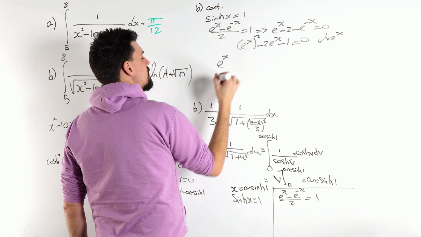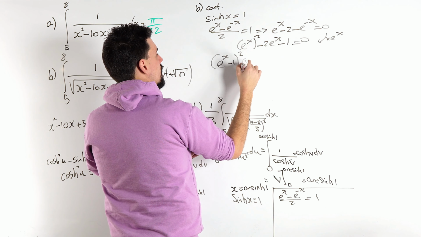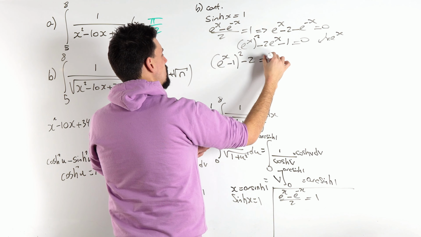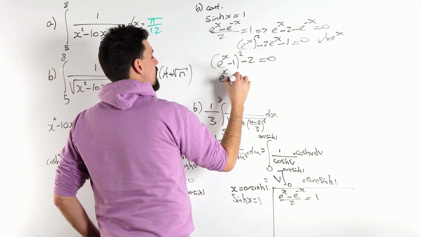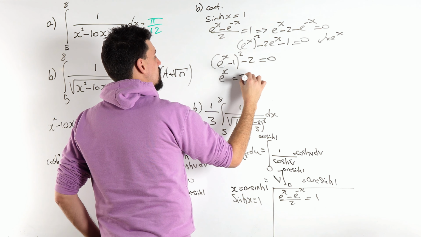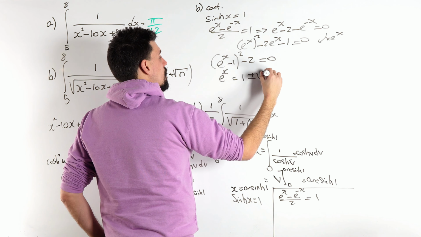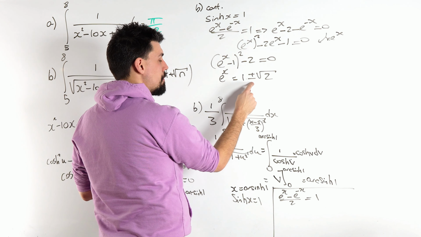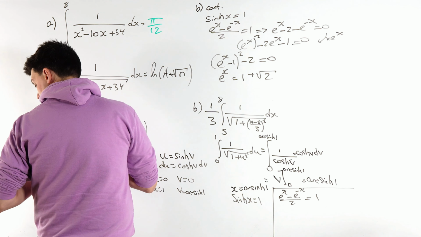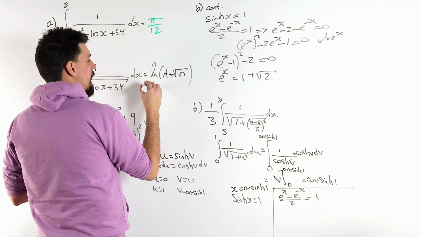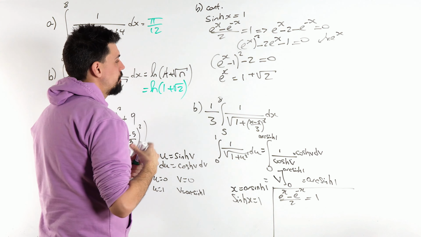And that gives me e to the x minus 1, all squared, minus 2 is 0. So e to the x is equal to 1 plus or minus root 2. I can't have the minus because e to the x is always positive. That tells me, where's my green gone? That we will get, taking lns of both sides, that is ln of 1 plus root 2.